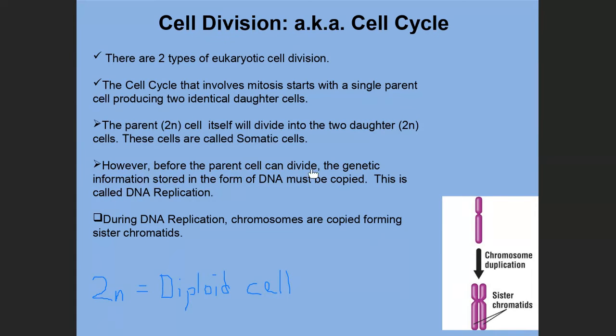However, before the parent cell can divide, like I said before, the genetic information stored in the form of DNA must be copied. We call this DNA replication. Now, they used to call it DNA synthesis, okay? But as geneticists and scientists in general started studying this process of cell division, especially in relation to cancer, they realized synthesis wasn't specific enough. Okay, replication was exactly what was going on.